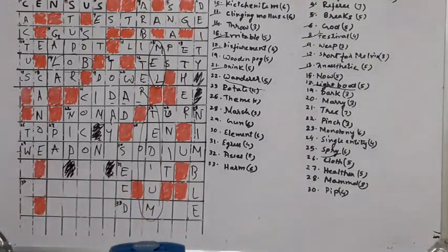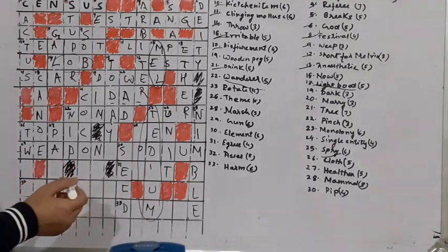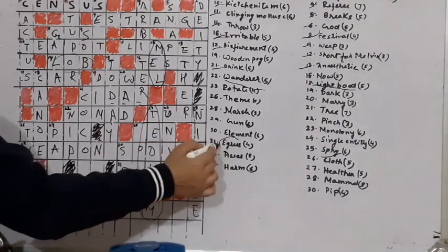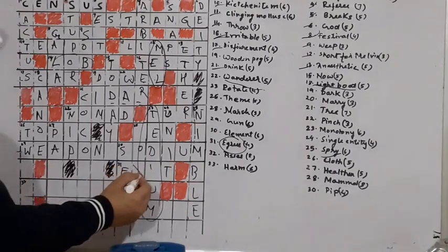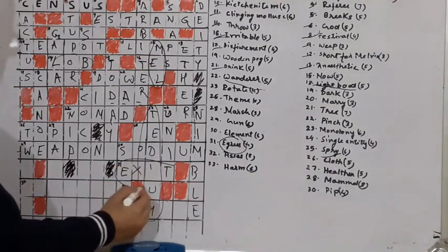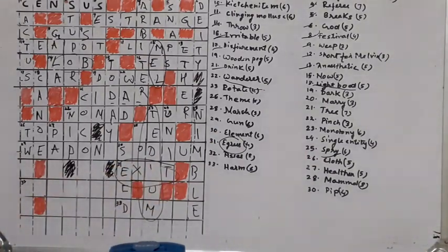Then 31 across. 31 across, the word is egress. Egress means, you know, it is a new word again. Exit. This is exit. Okay. That means exit from somewhere, when you are leaving, when you are going. So that is exit. Okay.